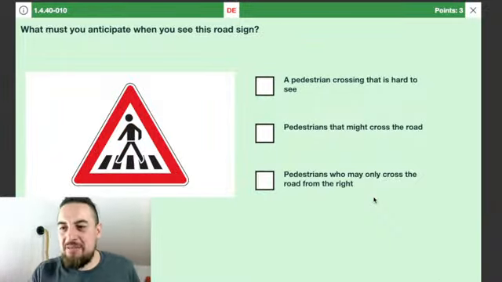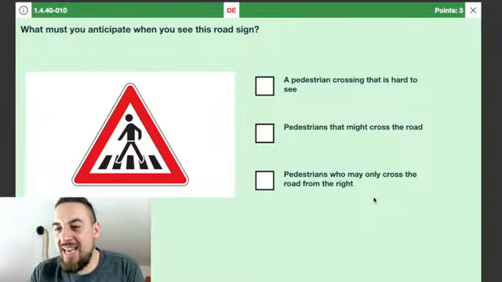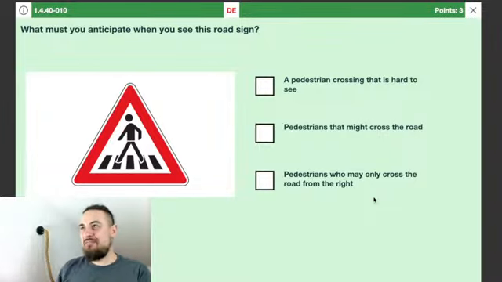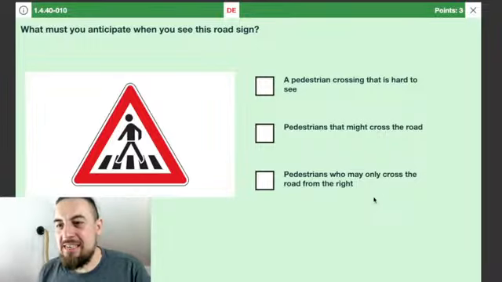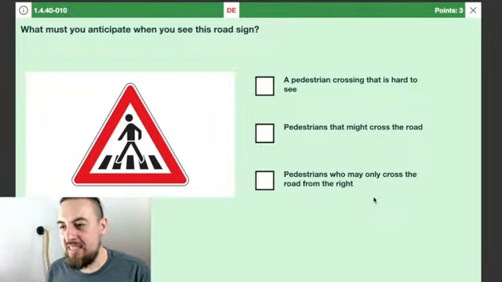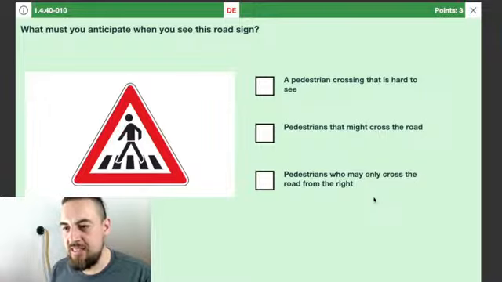So let's go on. What must you anticipate? The last question for today. Finally, we got it. We're quite late as well. What must you anticipate when you see this road sign? A pedestrian crossing that is hard to see. Pedestrians that might cross the road. Pedestrians who may only cross the road from the right.